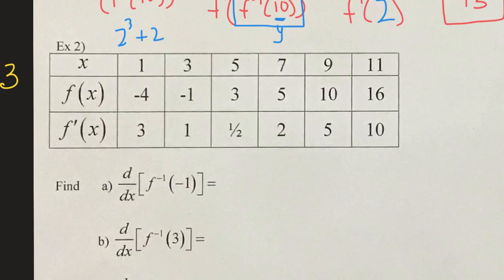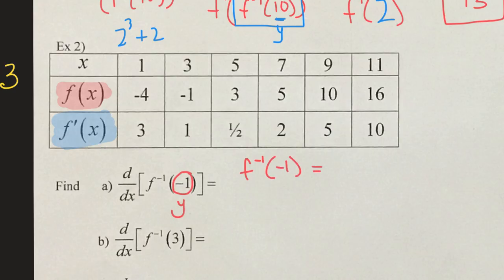So let's check it out with a table. Now we don't have to take a derivative. The values are given to us. So we have an f, right? This is our y values here, and this is your derivative there. Okay, so when we start, remember this is a y value. So we're going to find what is f inverse at -1.